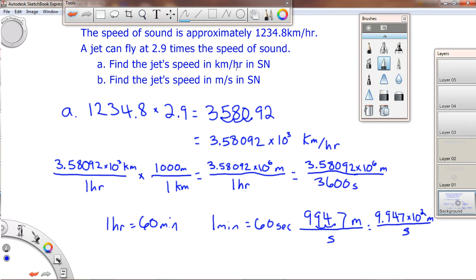find the jet speed in kilometers per hour, convert your kilometers into meters. That was my first step. Realize that 1 hour is 3,600 seconds, so you make this fraction here. This is our rate. And then to make a unit rate, we always divide the numerator by the denominator, keep our units, and that's what I've done right here. Okay, that's it for the first problem. Let's go to the next one.